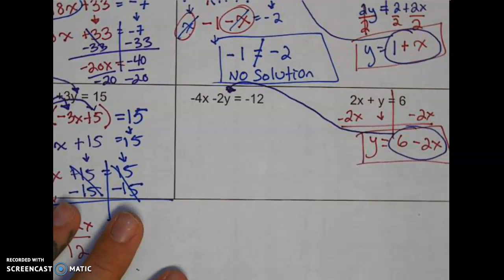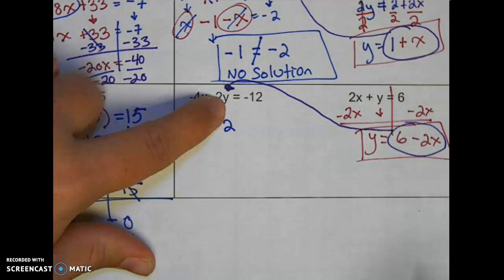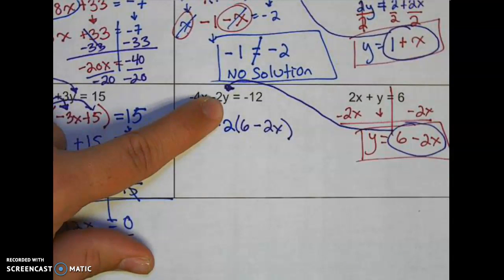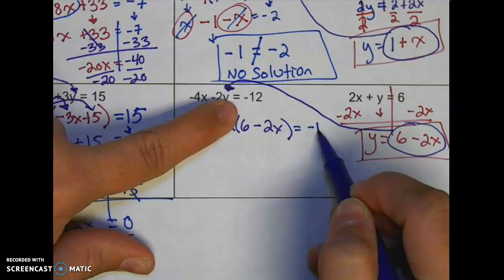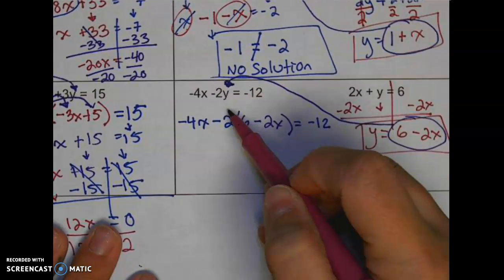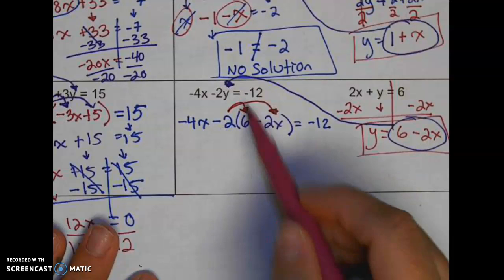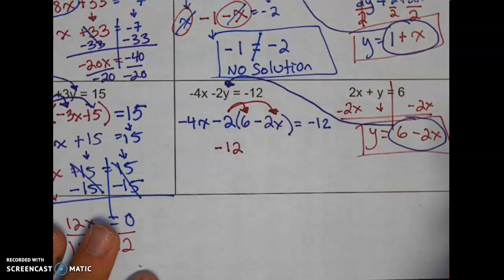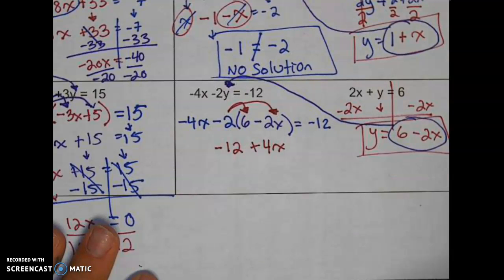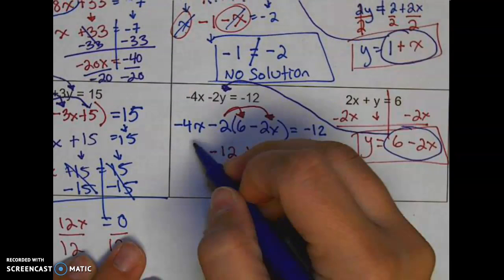So now I have negative 4x minus 2 parentheses and put this 6 minus 2x there equals negative 12. Okay? So make sure you distribute everything. Make sure that negative 2 goes to both. That's why we draw the arrows. So negative 2 times a positive 6 is going to give me a negative 12. A negative 2 times a negative 2x is going to give me a positive 4x. And I didn't do anything else to the other numbers, so I'm just going to bring them straight down.